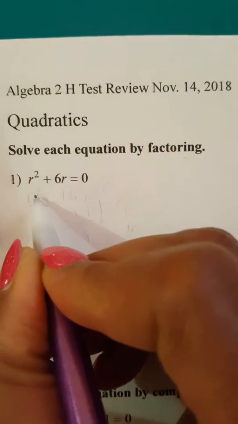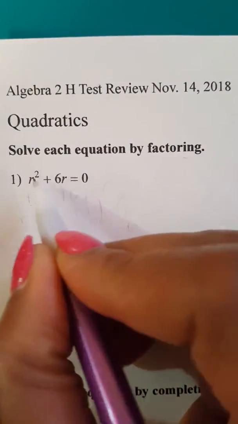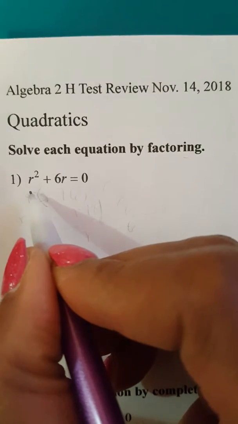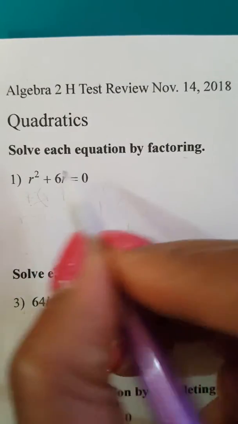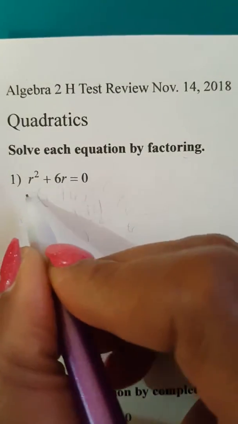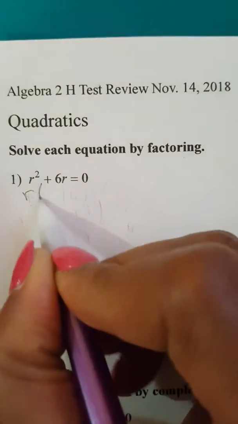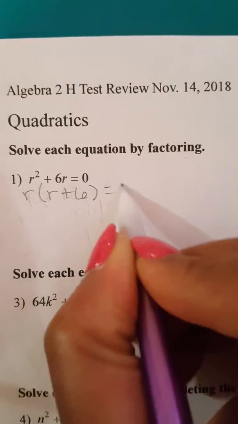Hi class, this is a review of everything that will be on your test. The first part of the test will be solving quadratics by factoring. The first step in factoring is to always look for a greatest common factor. And here we have a greatest common factor, which is r. Remove the r and you have r plus 6 equals 0.